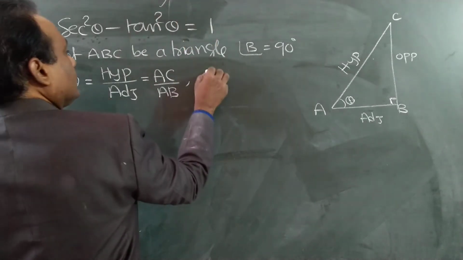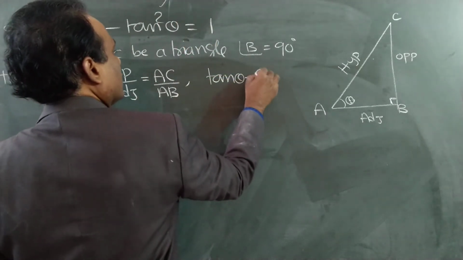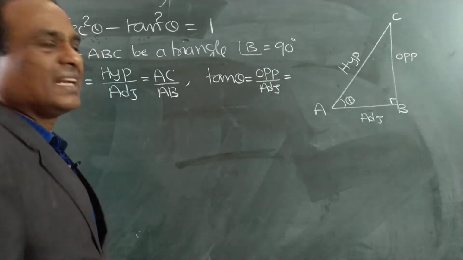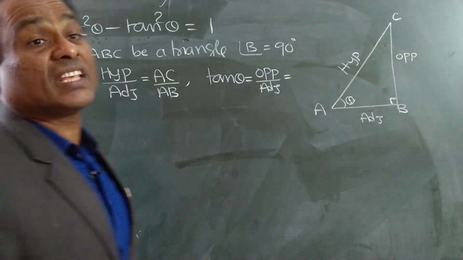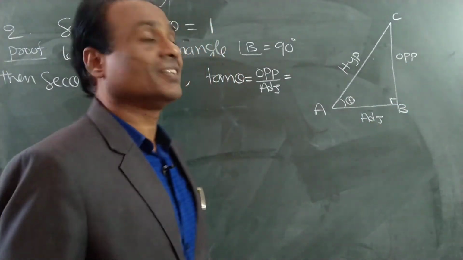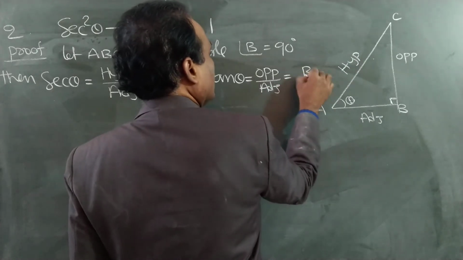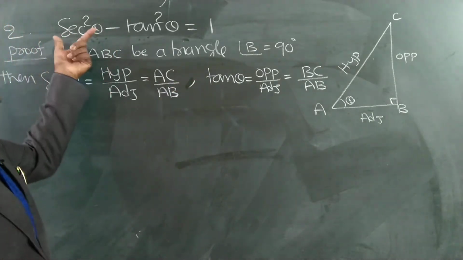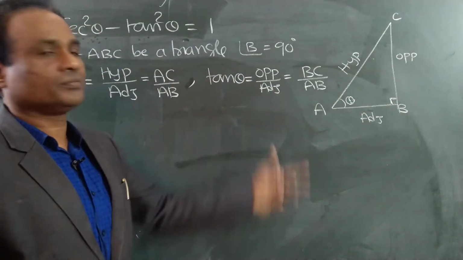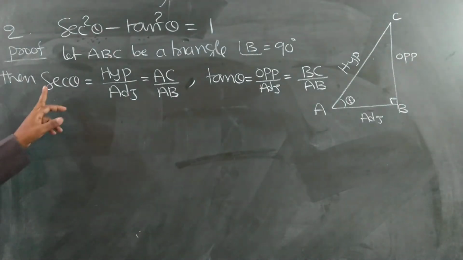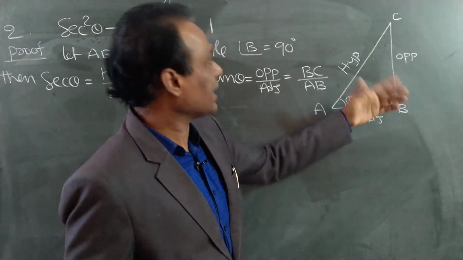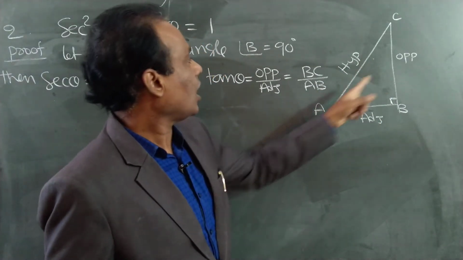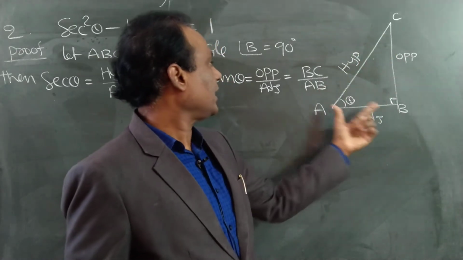Next, tan. What is the tan definition? See the tan formula: opposite by adjacent. What is the opposite side? BC, by adjacent AB. So I have secant and tan both. Secant theta is hypotenuse by adjacent, AC by AB. Tan theta is opposite by adjacent, BC by AB.